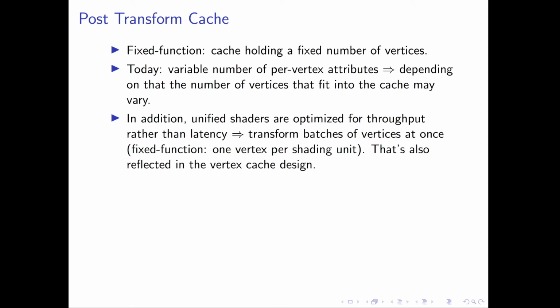And the problem today is that we have a variable number of per vertex attributes. That is, the user can supply additional buffers with vertex attributes. And therefore, if we want to cache those transformed vertices, things are more complicated because we don't know in advance how big a vertex will actually be, how much memory it will occupy. And that, of course, makes the design of such a cache relatively complicated.